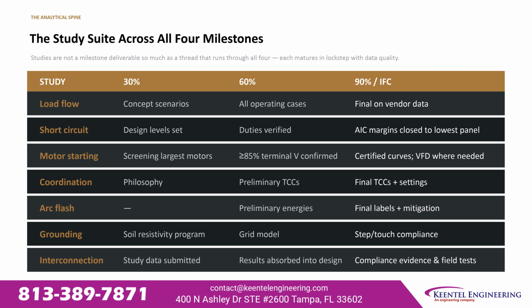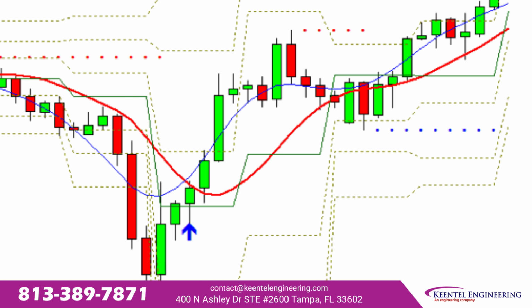Grounding runs soil resistivity at 30%, builds the grid model at 60%, and demonstrates step and touch compliance at 90%. Interconnection submits study data at 30%, absorbs results through 90%, and closes with compliance evidence and field tests at IFC.